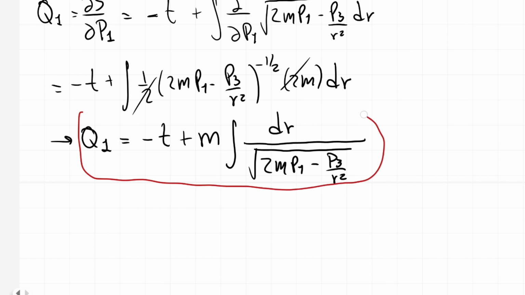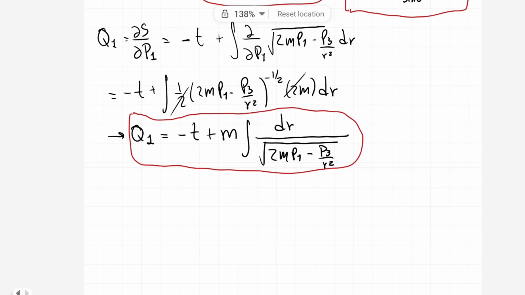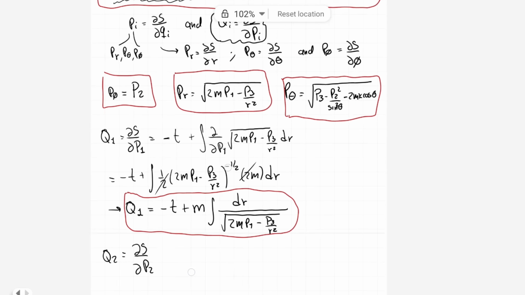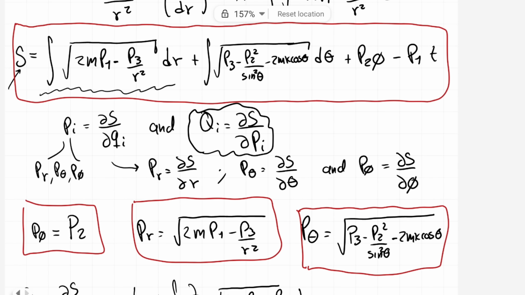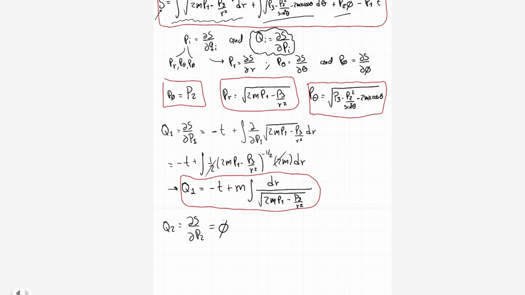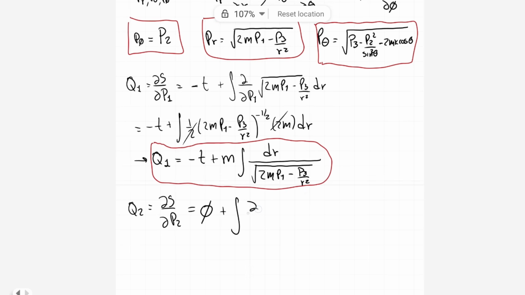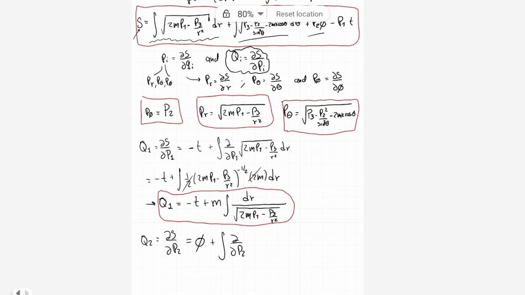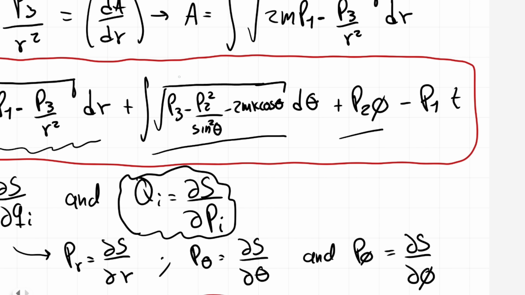Perfect. This will be the Q1 that, remember, is an element of the canonical transformation related to S. Sorry, Q2 is going to be the partial of S with respect to P2. So let's see what elements depend on P2. Well, this element depends on P2 and this other one too. So we are going to take the derivative with respect to P2 to get phi plus the integral of the derivative with respect to P2 of, well, let me copy this element.